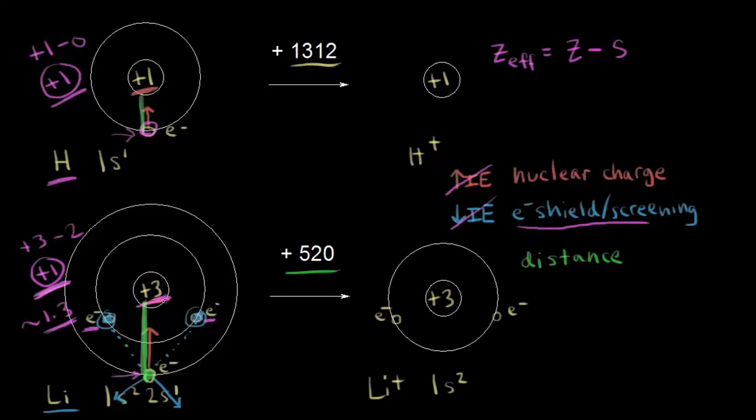If it's easier to pull that outer electron away, that of course would mean a decrease in the ionization energy. So because of distance, we can say that it's easier to pull that outer electron away from lithium because it's further away from the nucleus. And so thinking about all three factors at once, the nuclear charge and the electron shielding effect sort of cancel each other out. And so we can just think about the distance factor to explain the trend that we see in groups for ionization energy.